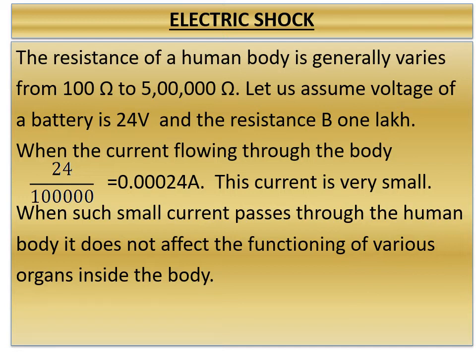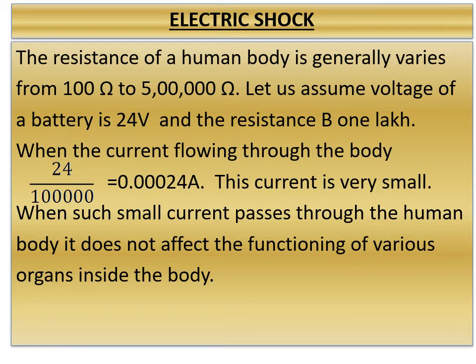So let us calculate the amount of current that flows through the human body. Let us assume you have touched the two electrodes of a 24 volt battery with dry fingers in such a way that the circuit is complete.